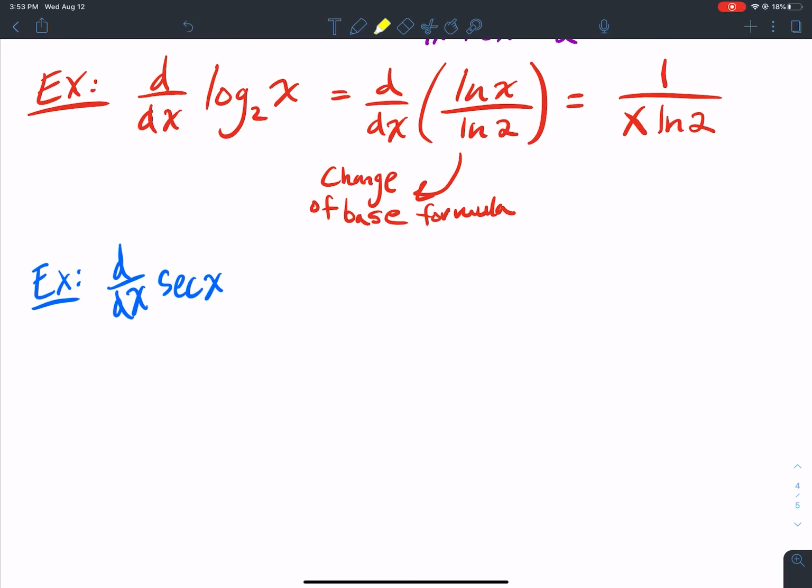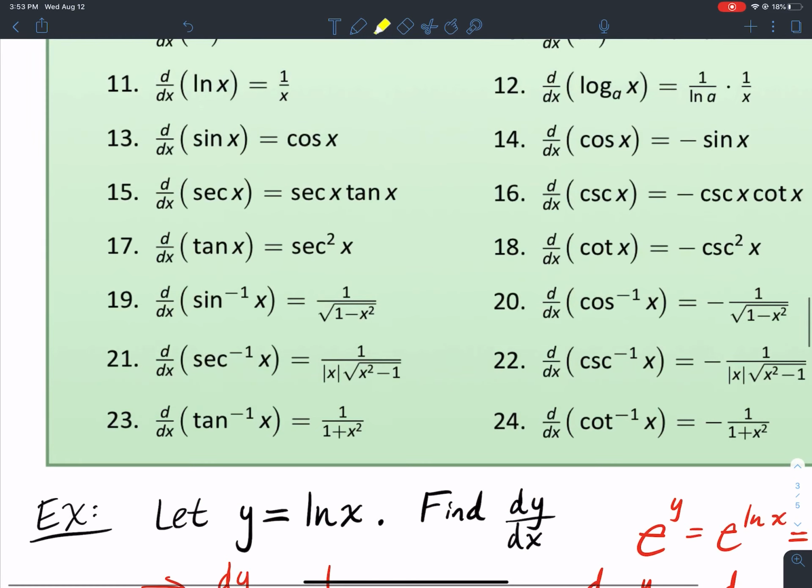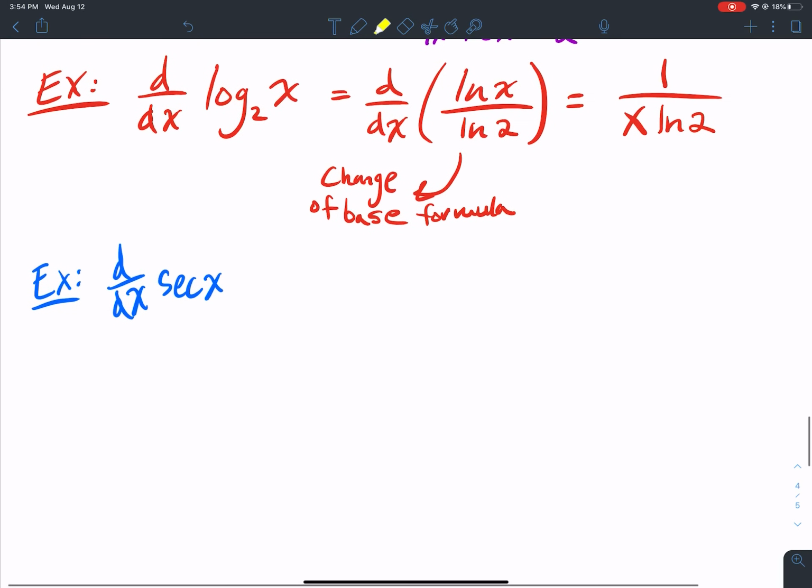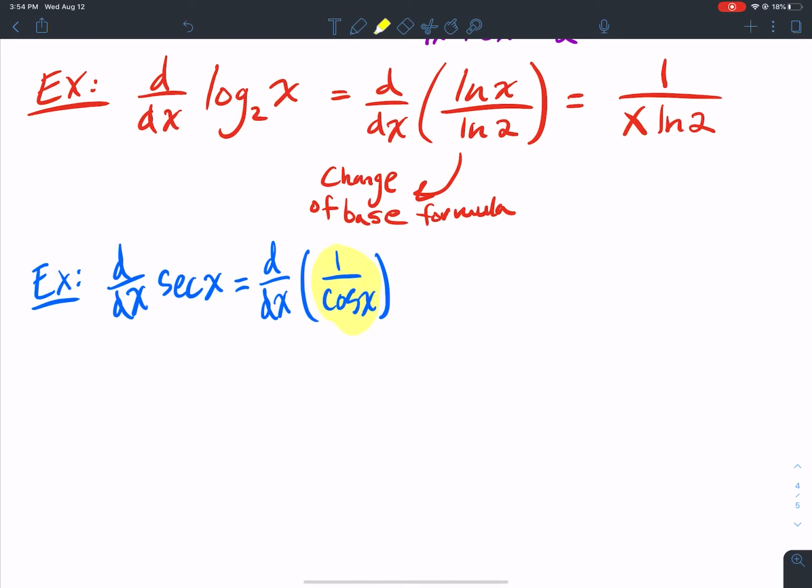Derivative of secant. Now, derivative of secant is one that we know. Derivative of secant is secant tangent. I'm going to show you why this works, though. I'm going to define secant to be the reciprocal, 1 over cosine. So 1 over cosine means I use a quotient rule.